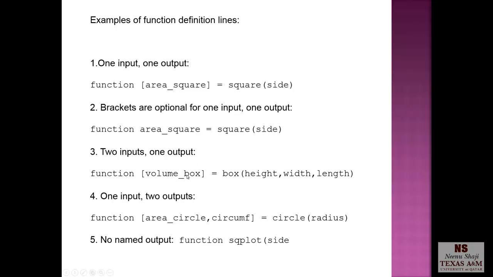So function volume underscore box, this is the output, and the name of the function is box, and we have three inputs. Next is the case where you have one input and two outputs. So that's the case we just discussed earlier. And the last case is when there is no named output, that is function, square plot, and then side in parentheses. So most probably it will be a plot.